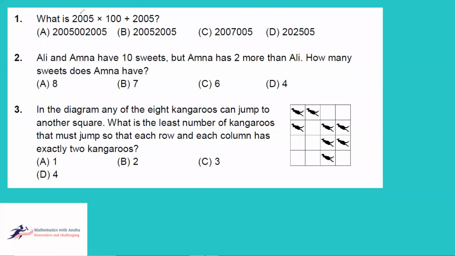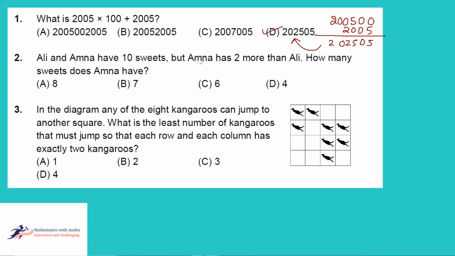See, the first question is 2005 into 100. So here it will be 2005 and 100, and then we are going to add 2005. So see what will come: 505202. Right? Now Ali and Amna have 10 sweets.